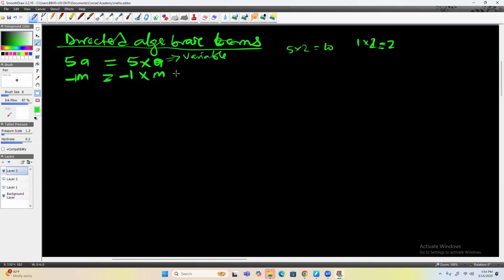Which will still give you minus m. So most times we don't write the 1 there, minus 1m. It looks somehow, but you can still write it if you want, okay?